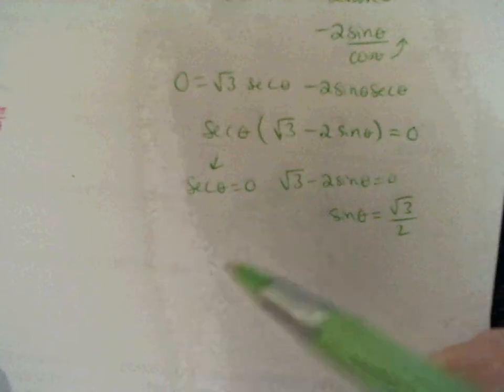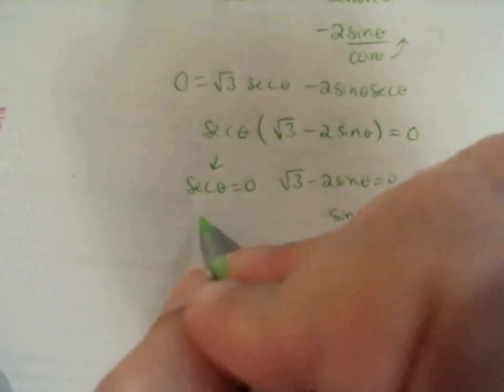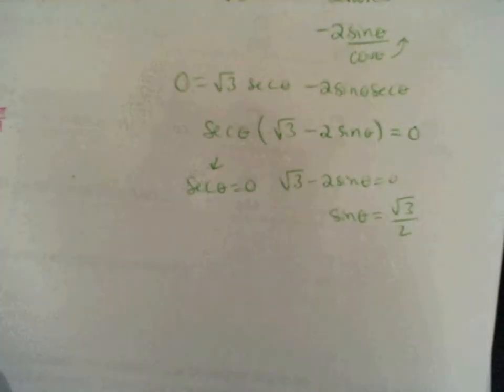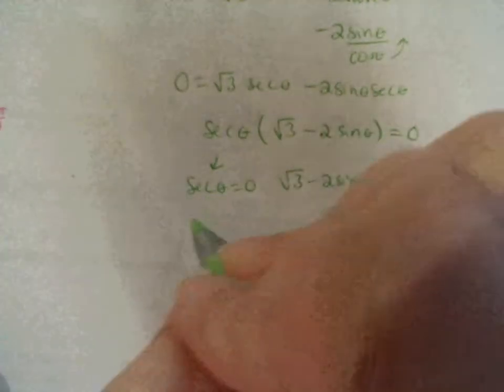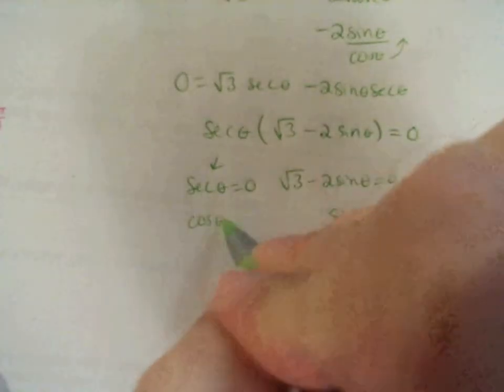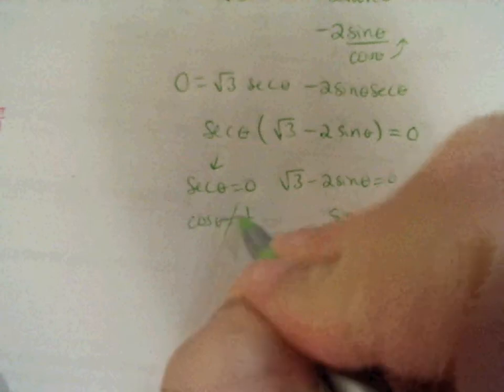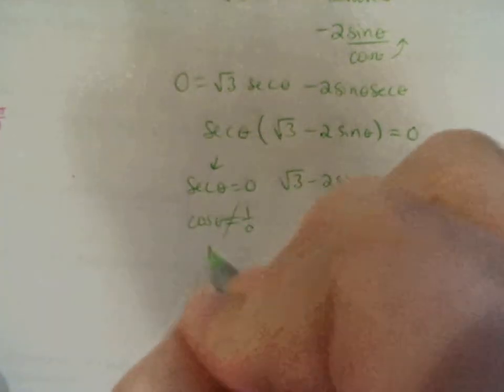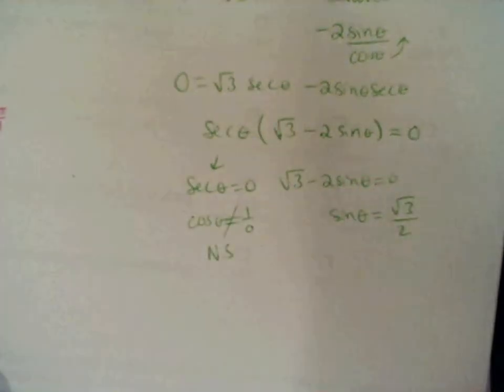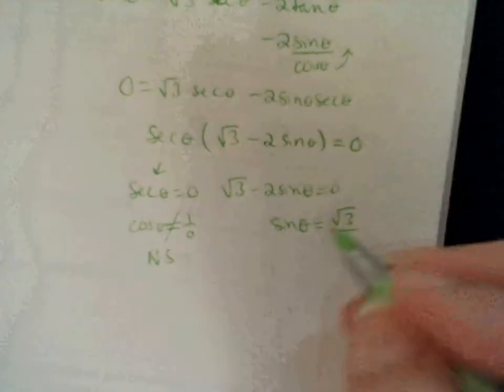When is secant 0? Well, secant is 0 never, because cosine is never undefined, right? So cosine would be 1 over 0, and it never does equal that, so there is no solution for that part, okay? Over here, when is sine the square root of 3 over 2?